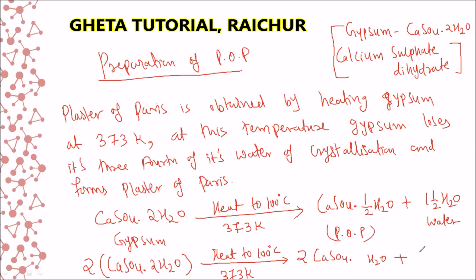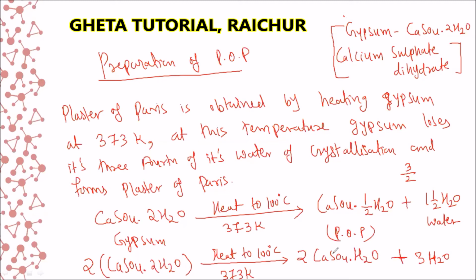Plus here you should multiply by 2 again. So 1.5 is nothing but 3 by 2. So 2 into 3 by 2 H2O, the 2 cancels, and we get 3H2O. So this is our new chemical equation to obtain plaster of Paris. The formula we got is 2CaSO4·H2O plus 3H2O.